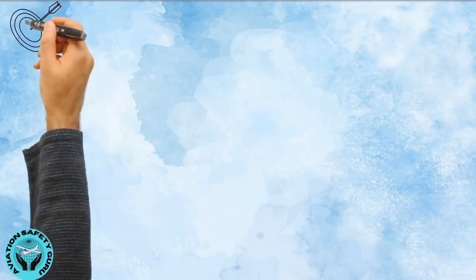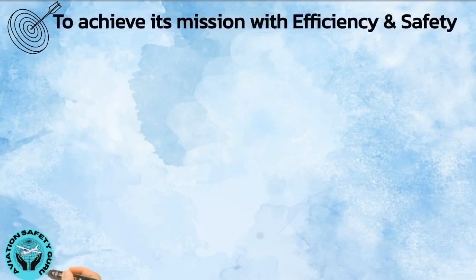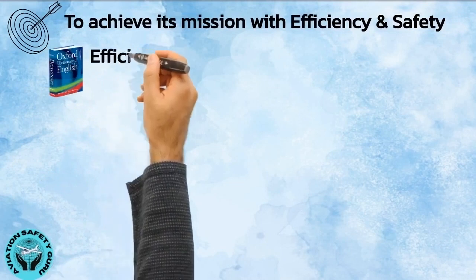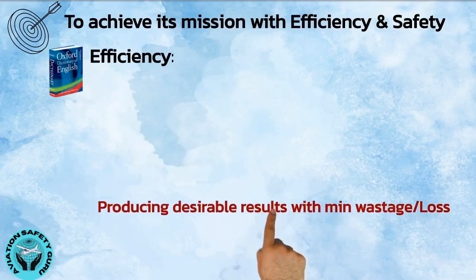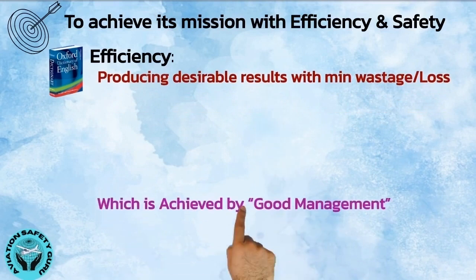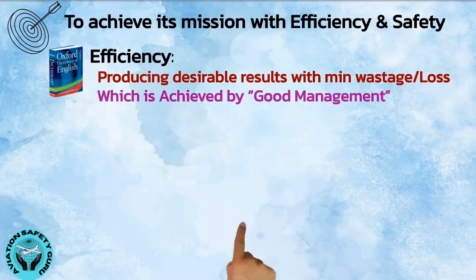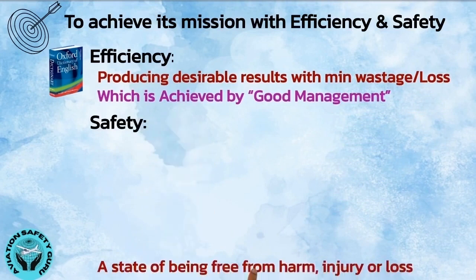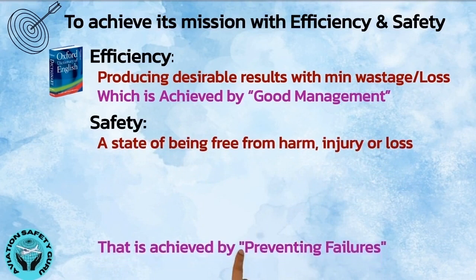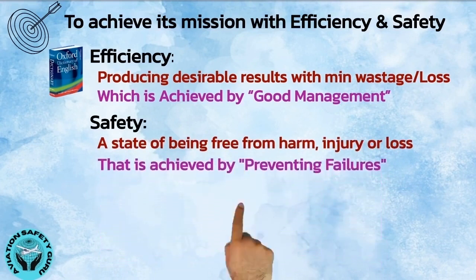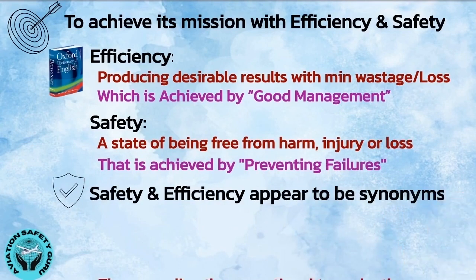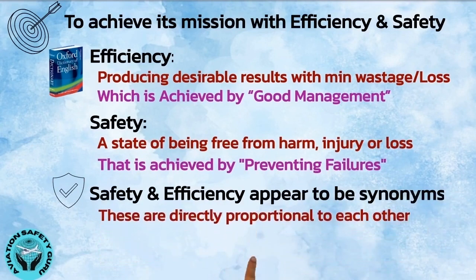We know that every organization aims to achieve its mission with efficiency and safety. Oxford Dictionary defines efficiency as producing desirable results with minimum wastage or loss, which is achieved by good management, whereas safety is a state of being free from harm, injury or loss that is achieved by preventing failures. In essence, safety and efficiency appear to be synonyms, and these are directly proportional to each other.